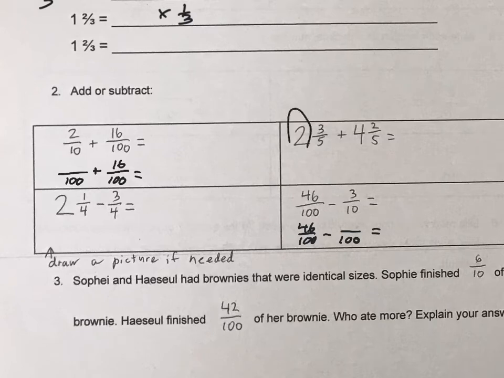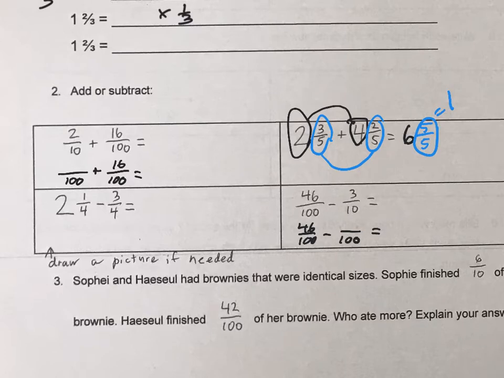Here, why don't you add the two whole numbers first, which gives you 6. Then add the fractions next. 3/5 plus 2/5 is going to give you 5/5, but something strange about that. 5/5 is equal to 1. So your final answer is really going to be 6 plus 1.